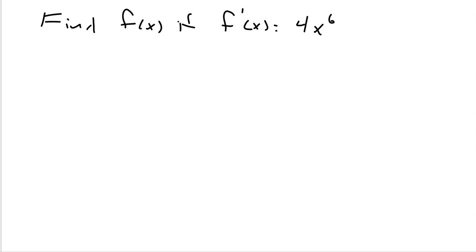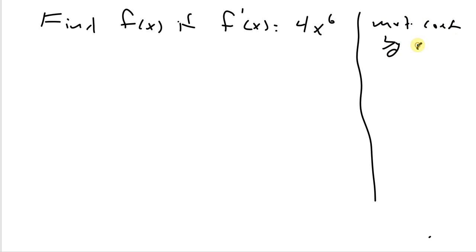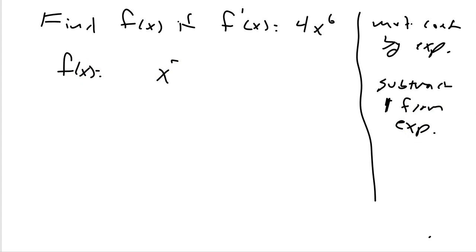To take a derivative, you multiply the coefficient by the exponent, and then you subtract 1 from the exponent, right? Now we want to do that backwards, so we're going to add 1 to the exponent, and then we're going to take the exponent and divide the coefficient by it. So we start off with 4, so we're going to do 4 divided by 7. And that gets us an antiderivative.